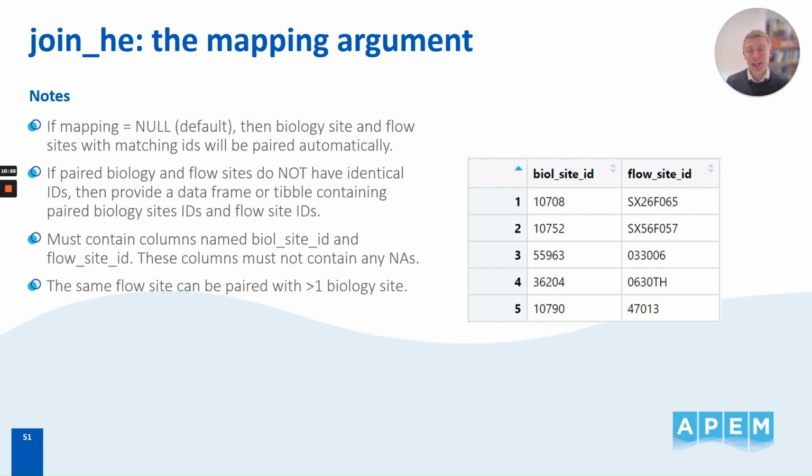If we are working with data where the biology and the flow site IDs actually are one and the same, they're identical, then we can skip this mapping argument altogether and just set it to null.